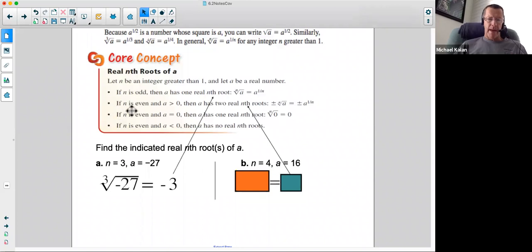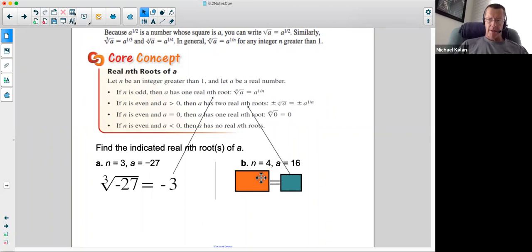Okay, what about if n is even? So now we're not taking a cube root or a fifth root or a ninth root. We're taking a square root, a quartic or fourth root, or the sixth root, okay? And our radicand is greater than 0. Here's an example of that. We're taking the fourth root of a positive number, 16. It's going to have two real nth roots.